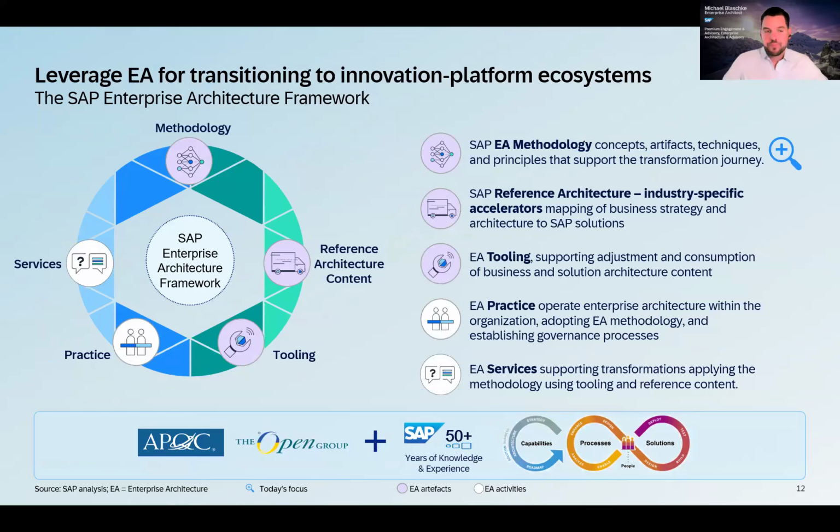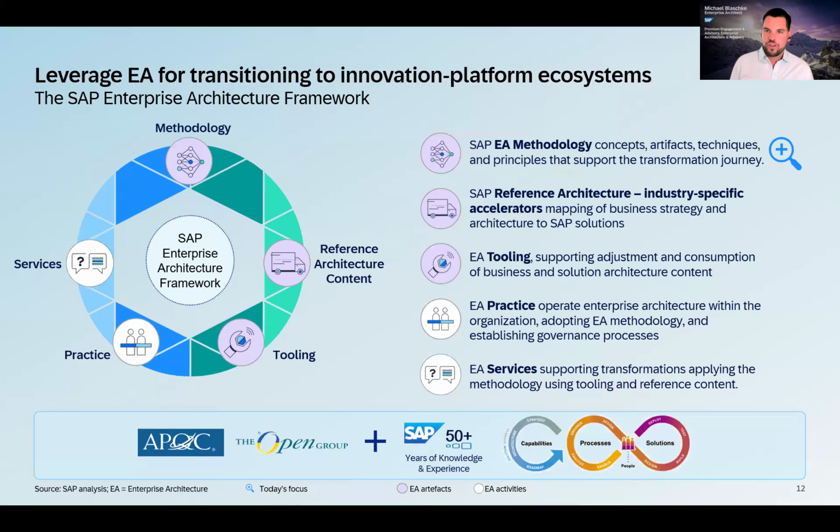Okay, so I hope that brought a bit closer what these IPEs actually are and how they differ from product platform ecosystems. With that, let's bring enterprise architecture into the game. My call here is to leverage enterprise architecture for transitioning to these innovation platform ecosystems. So now let's move a bit to understanding what enterprise architecture means at SAP and how we systematically structure our architecture work in these transitions.